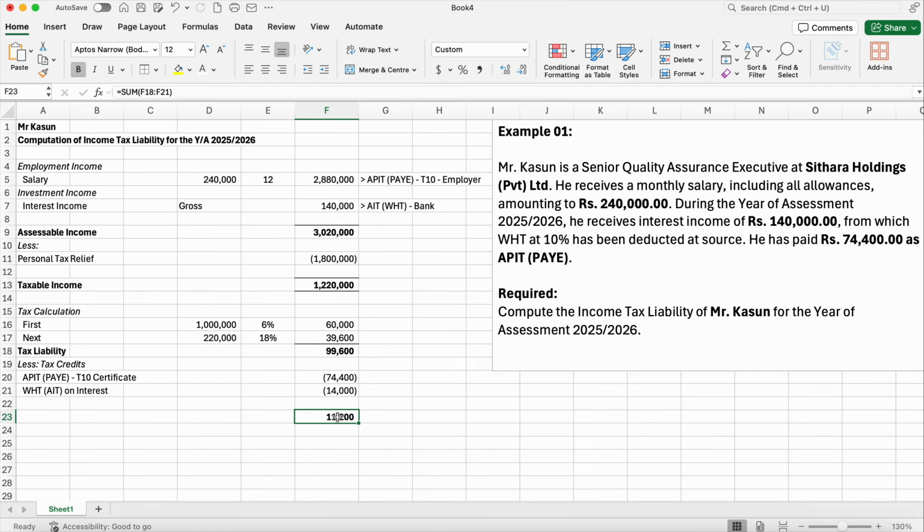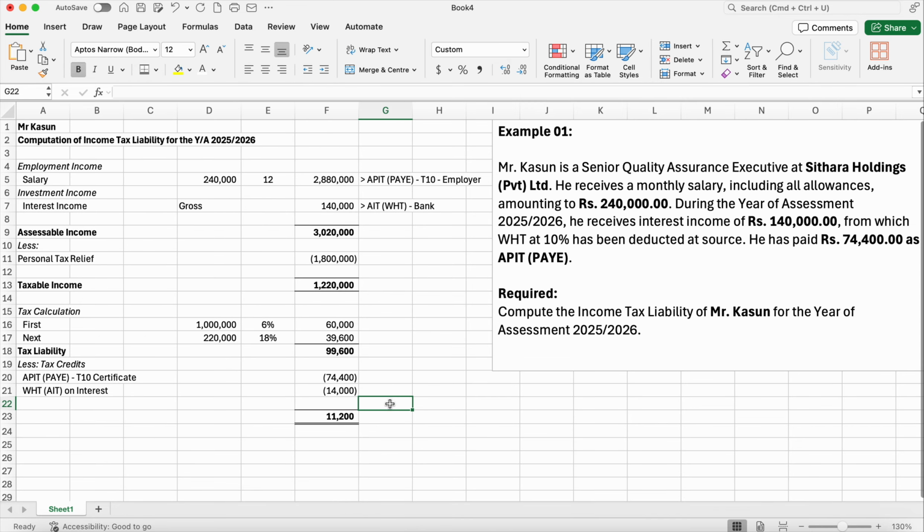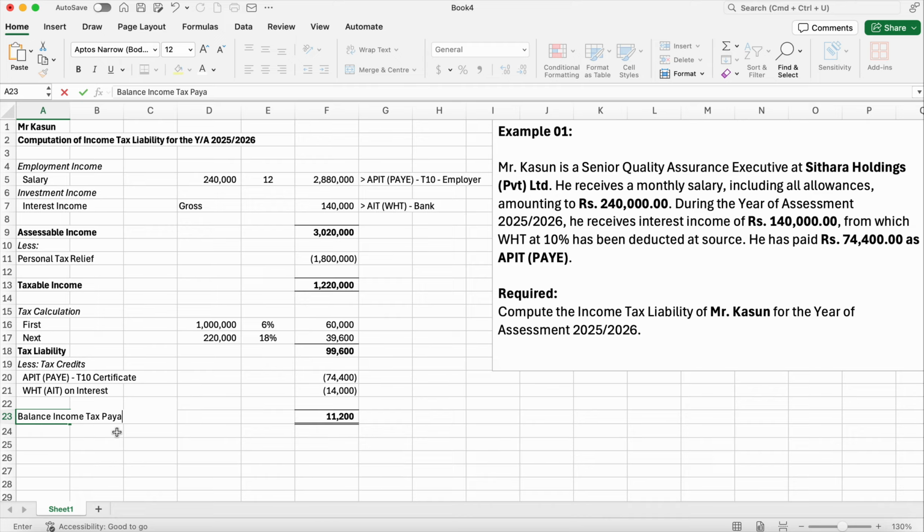So after taking the credits, the balance payable is 11,200, the balance income tax payable. This is due on 30th September 2026.